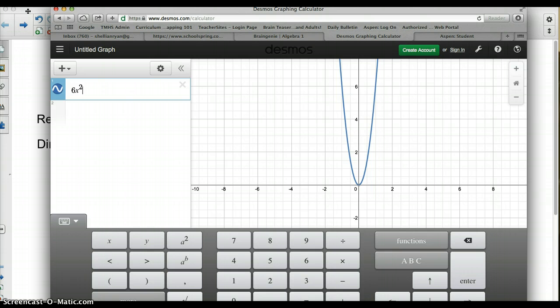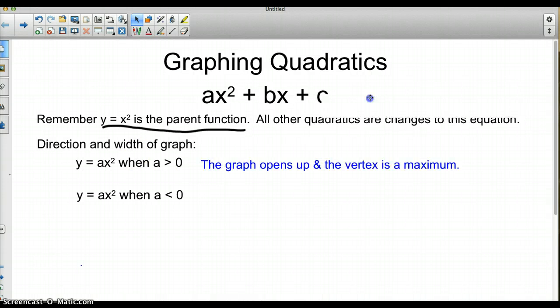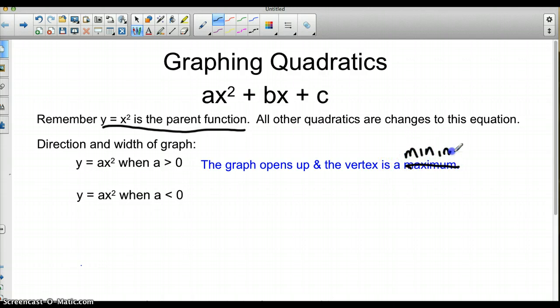As a little summary, whenever we have that number in front of the x squared greater than 0, we know that the graph opens up and the vertex is a minimum. You may want to write that down for yourself. If you need to pause the video throughout, pause it as you need to. The graph opens up and the vertex is a minimum. Sorry, typo, minimum. You may want to draw a sketch for yourself, so your graph will look this way when a is greater than 0.